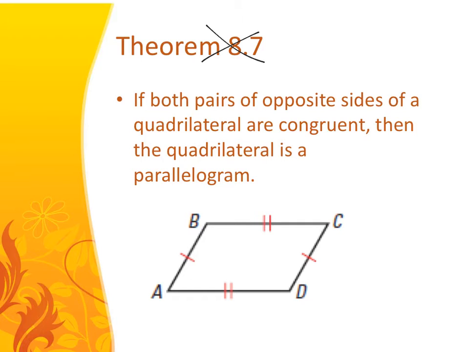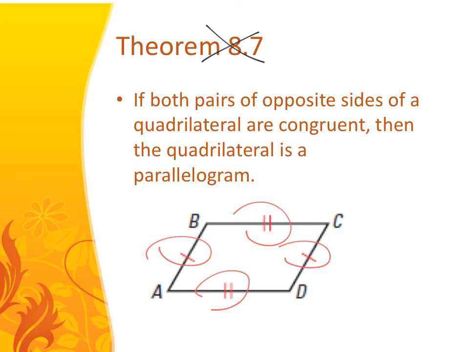So in this theorem it states if both pairs of opposite sides of a quadrilateral are congruent, then the quadrilateral is a parallelogram. So yesterday it was backwards. It said if a quadrilateral is a parallelogram, then both pairs of opposite sides of it are congruent. Now it's backwards. They're giving us the congruency so we can prove that it's a parallelogram. This is our first way of proving that something is a parallelogram. And you're going to look that both pairs are congruent.